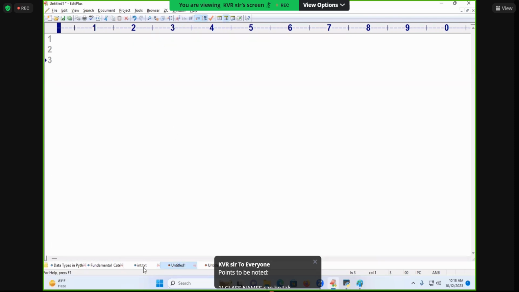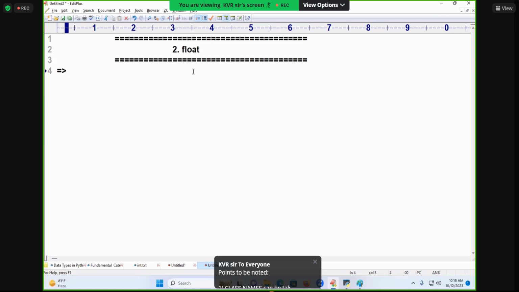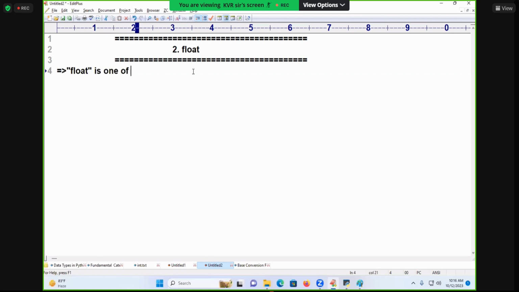Float data type. Now, please follow. Come to the point. First line, you tell me, all of you. Float is one of the predefined class and treated as what? Fundamental data type. Good. Fundamental data type. Very good. Is it a keyword? No.